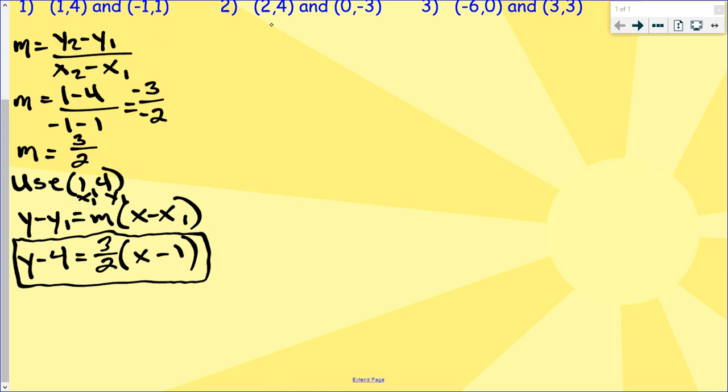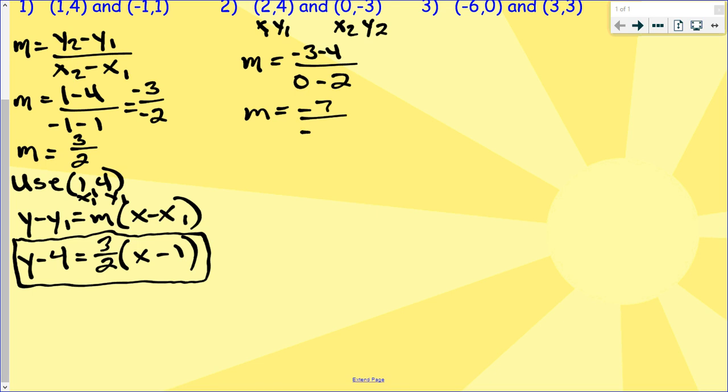All right, so let's look at another one. So x1, y1, x2, y2. We're going to find the slope. So y2 minus y1, so that's negative 3 minus 4 over 0 minus 2. So m is negative 7 over negative 2, which again we can simplify to just positive 7 halves. All right, so now I have my slope.